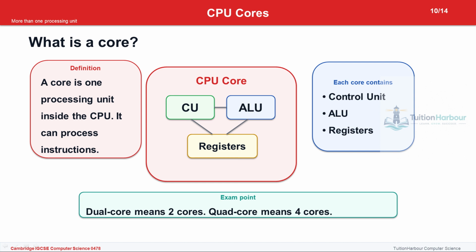CPU cores. A core is an individual processing unit inside a CPU. Each core contains a control unit, an ALU, and registers. A dual-core CPU has 2 cores, while a quad-core CPU has 4 cores.